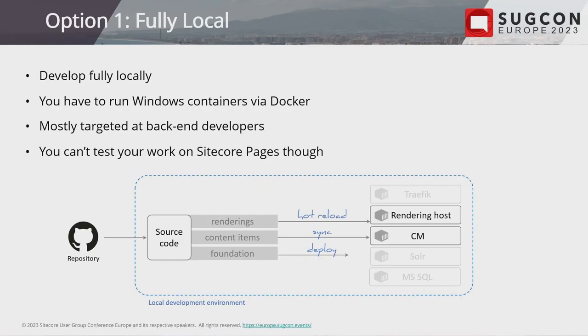You have basically, well, I think you have a number of options to work on XM Cloud. The first one is fully local, which is kind of the default one. You check out the repository, you run your containers locally, and you can very easily change your renderings on your machine. They will get hot reloaded into your container. You can sync your content with Sitecore content serialization, and you can deploy to XM Cloud.